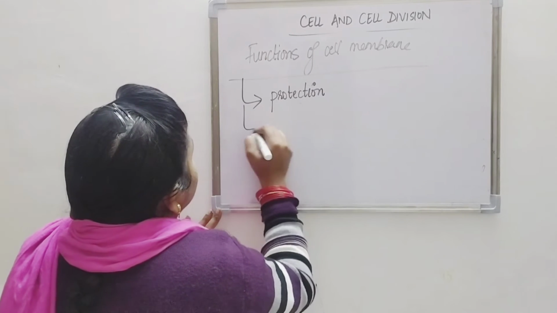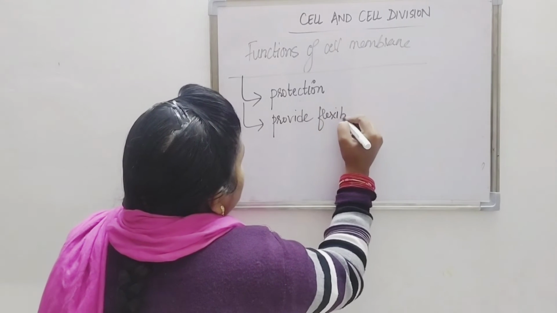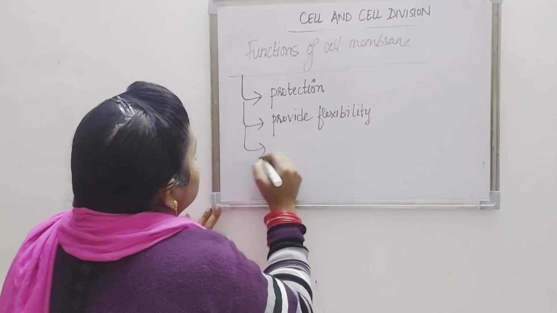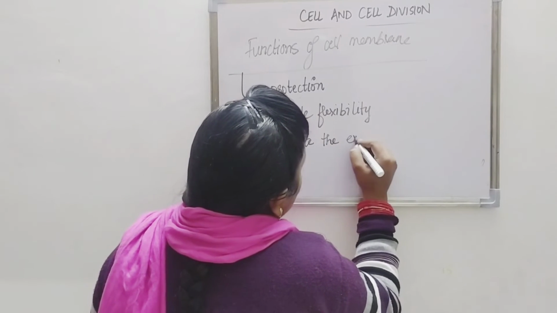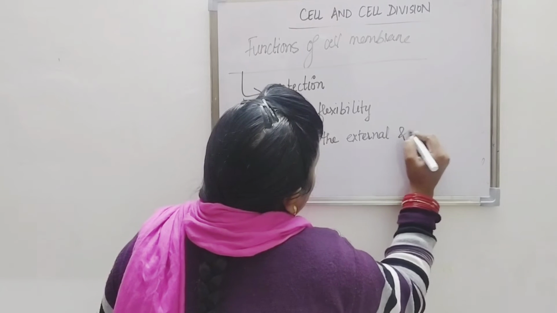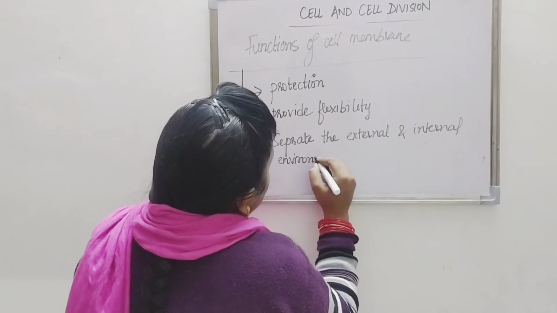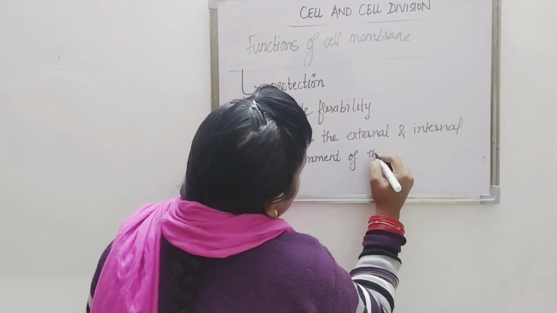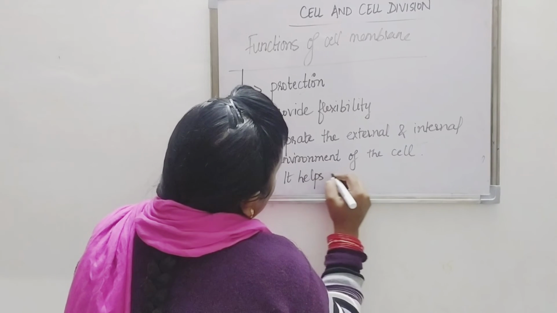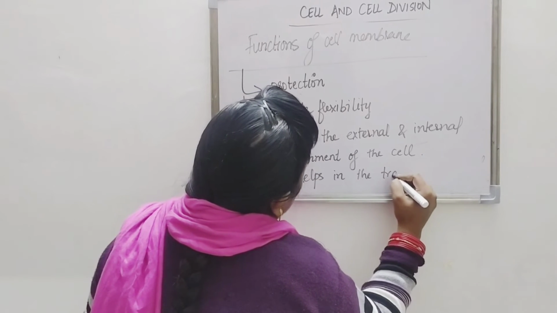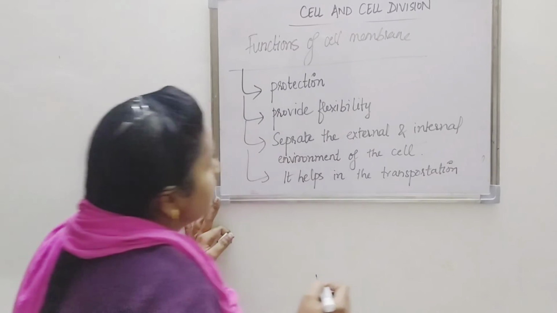It protects the cell and provides flexibility. The third thing is that it separates the internal and external environment of the cell. And the fourth thing is it helps in transportation. So now you must be thinking how it helps in transportation. We are going to discuss that also.